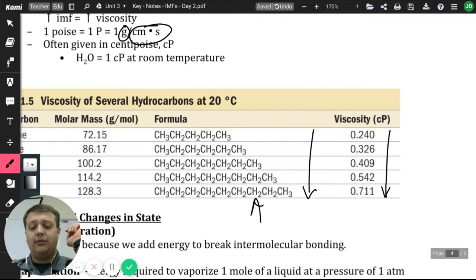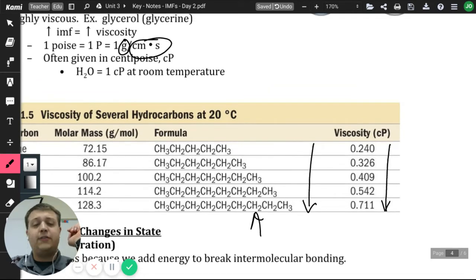Why do you think that is? Well, because each of these has the same structure. The only thing that's changing really is their mass, right? And so with our mass changing, as we're increasing that mass, we learned that if we've got the same intermolecular force, we do actually have to take into account our molecular weight. The thing with the greater weight is going to have a greater intermolecular force. And so that's what we are seeing right here with our viscosity increasing with those intermolecular forces.